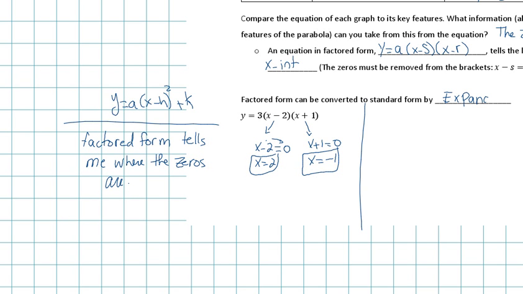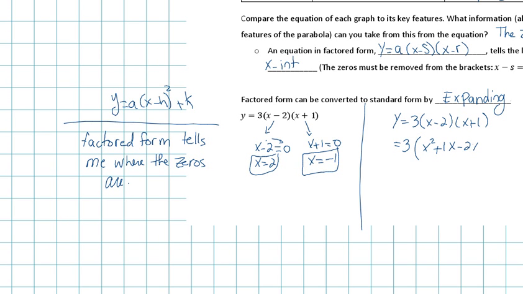Now to expand this, first thing you want to do is FOIL the brackets. X and X, so I leave the 3 outside. X times X is x squared. X times 1, 1X. Negative 2 times X, and negative 2 times 1, negative 2.